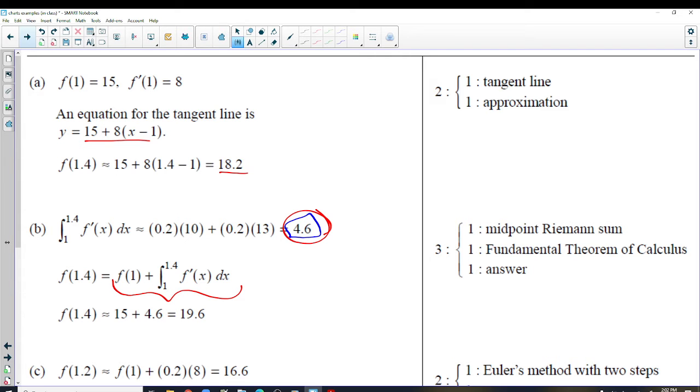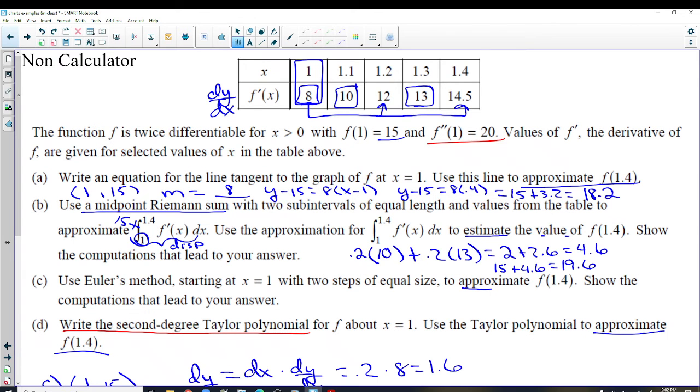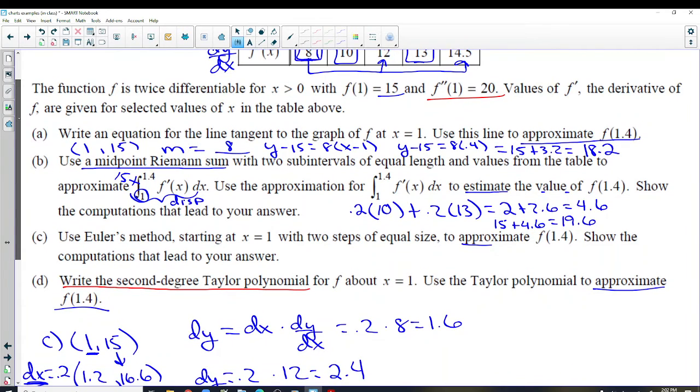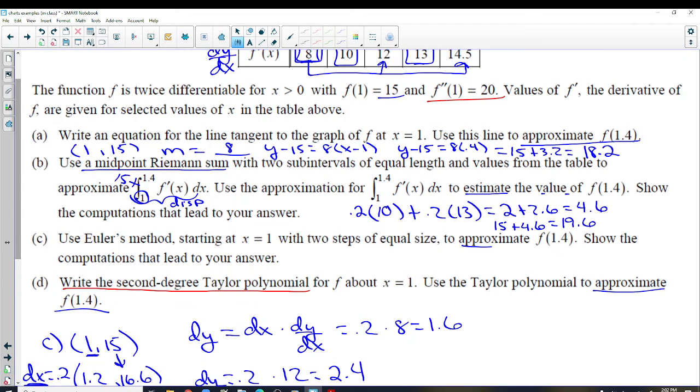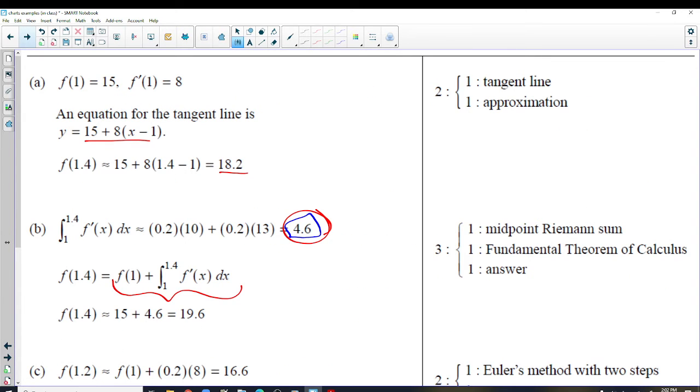Did I write that out? I did not. Oh, yeah, I kind of did. I shortcutted it. I probably shouldn't do that. 15 plus integral 1 to 1.4 f prime of x dx. If I don't write that, I don't think I'd have got the point. I think I missed that one. And then one for the answer, right there.